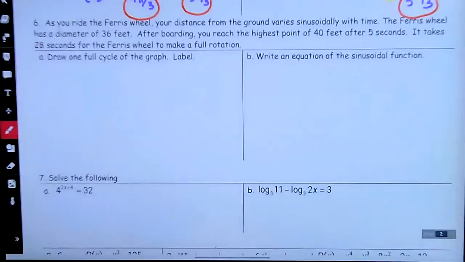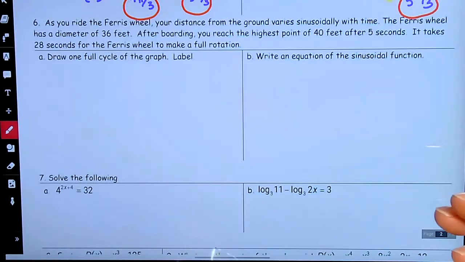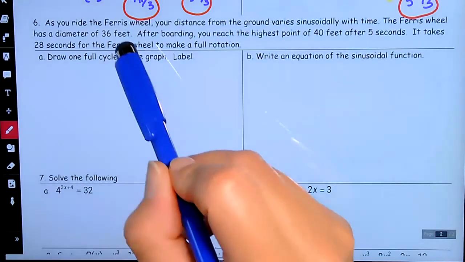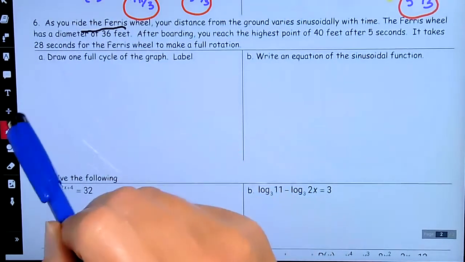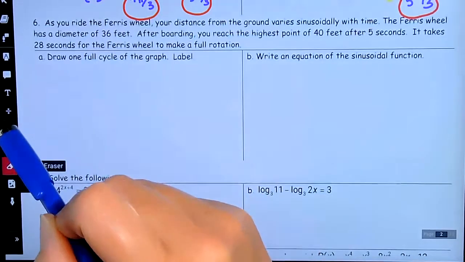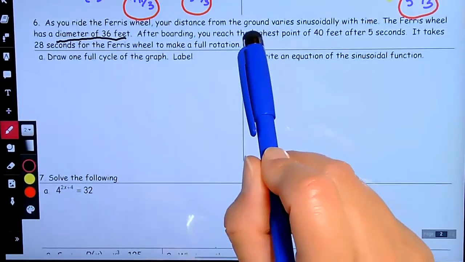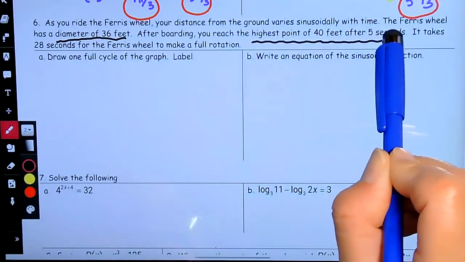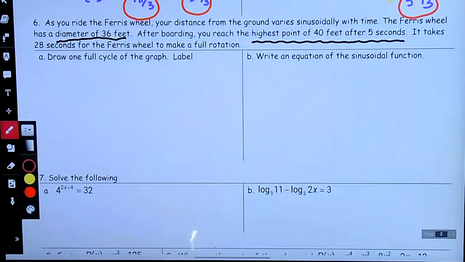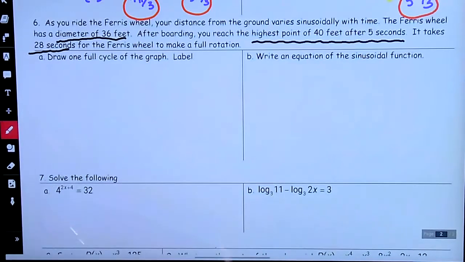So on this problem, we have a Ferris wheel, and the Ferris wheel has a diameter of 36 feet. The highest it's going to reach is 40 feet at 5 seconds, and it takes 28 seconds for it to do a full rotation.